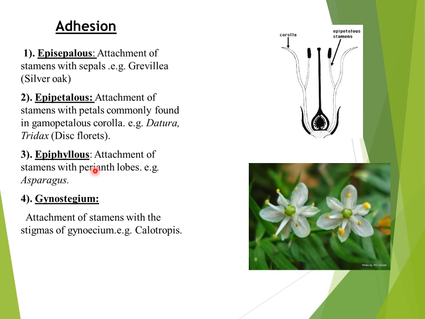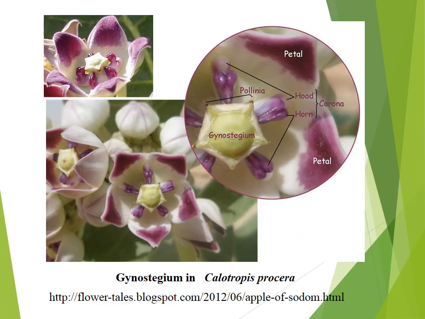Cannot be differentiated. But the filaments are attached with the perianth, known as epiphyllous condition. The next is gynostigium: attachment of stamens with the stigma of gynoecium. Example is Calotropis procera, family Apocynaceae. This is a beautiful diagram of Calotropis procera showing the gynostigium condition. Calotropis procera is commonly known in Urdu as ak plant.